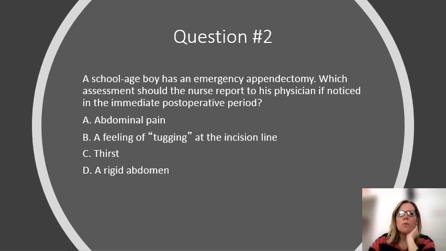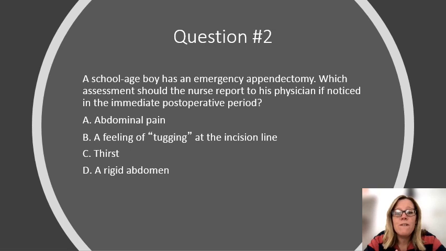All right, a school-age boy has an emergency appendectomy. Which assessment should the nurse report to his physician if noticed in the immediate post-op period? A, abdominal pain. B, a feeling of tugging at the incision site. C, thirst. Or D, a rigid abdomen. And once again, this is no different from nursing 2 when you guys learned the appendix. So the answer is D, a rigid abdomen, right?